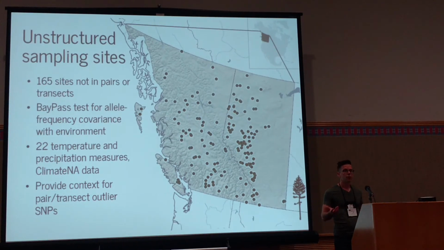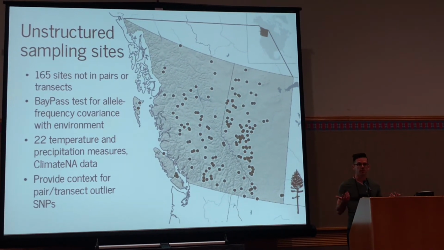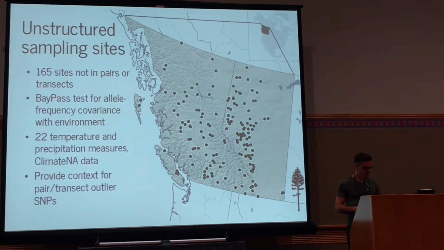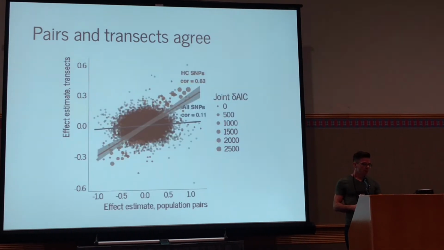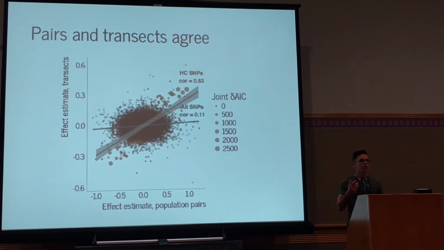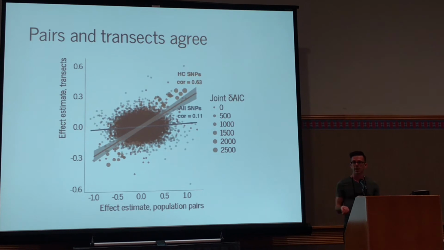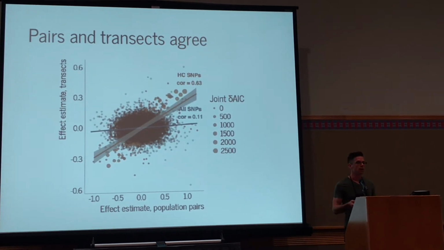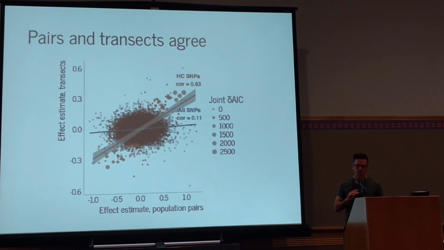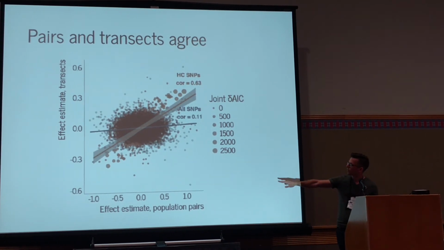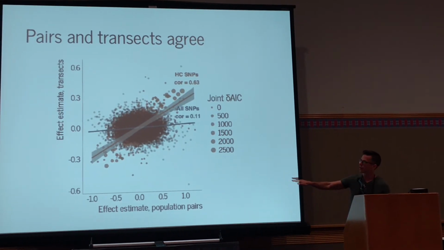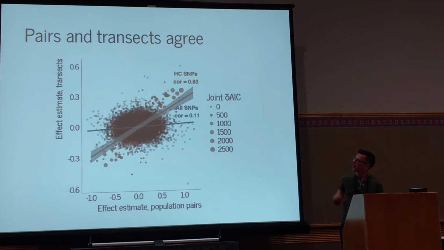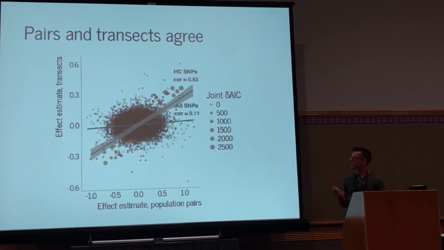This provides context for the pair and transect outlier SNPs, and it lets us know what's actually going on. So, what do the results look like? Well, first, the pairs and the transects agree in what they find as outliers in those models that I fitted. This is comparing the effect estimate in population pairs versus the effect estimate in transects for the same SNPs.